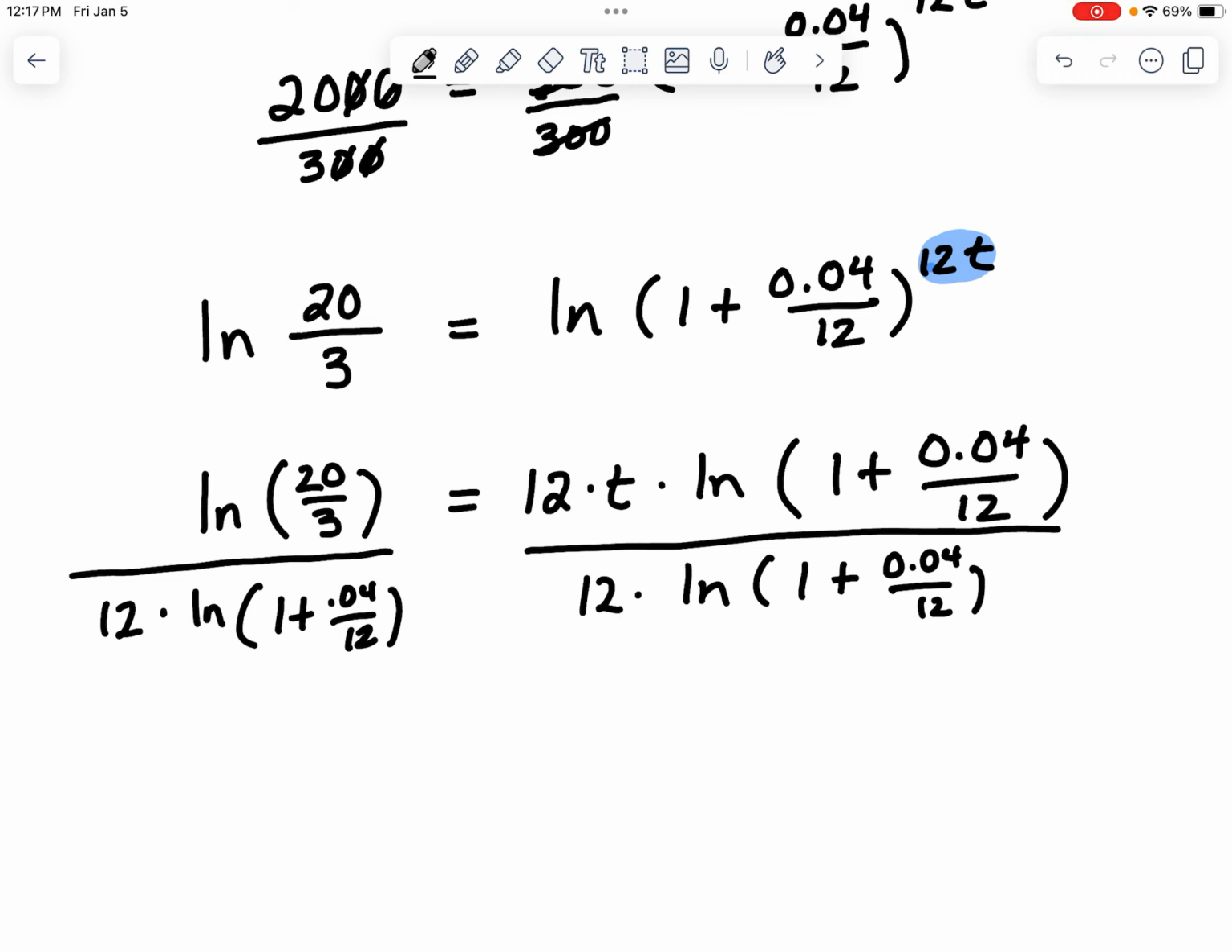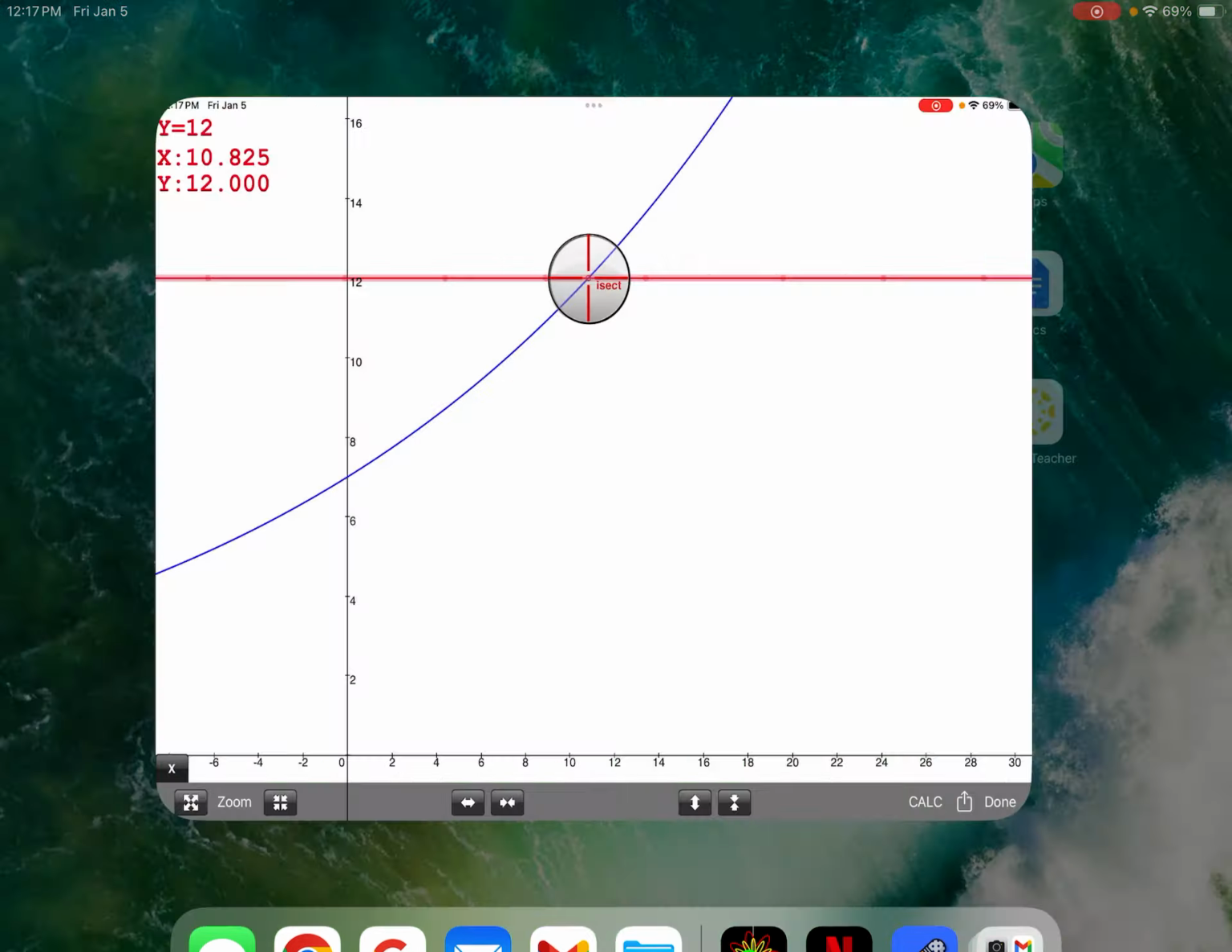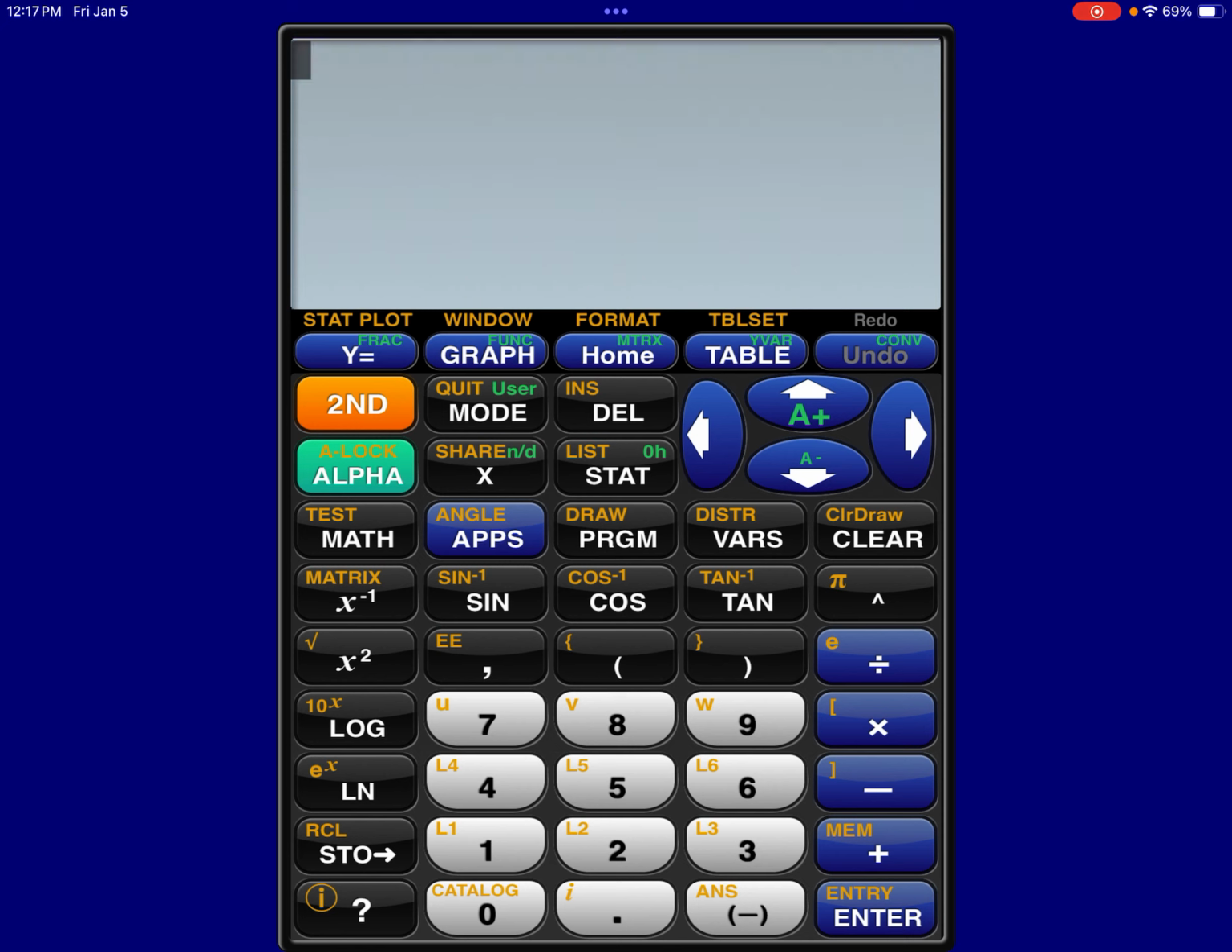Okay, so then time to switch over to the calculator. And let me clear out this old part. Take the natural log of 20 divided by 3, and then divide that by, and put parentheses, 12 times the natural log of 1 plus 0.04 divided by 12. And I need a couple of parentheses at the end, and there we go.